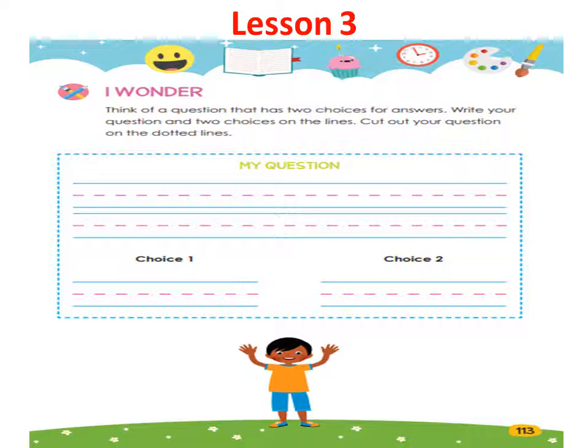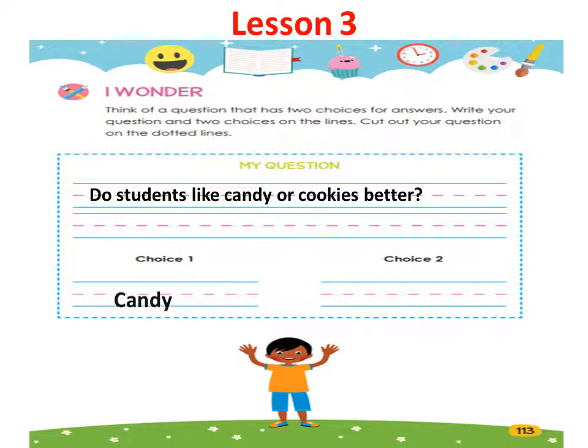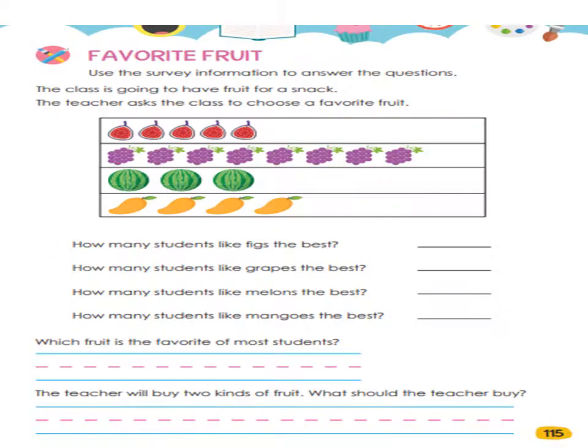I ask and then I see how many choose choice number 1 and how many choose choice number 2. For example, I will ask, do students like candy or cookies better? So the first choice they can choose is candy and the second choice is cookies. And here we can count and see how many like candy and how many like cookies. Can I do this survey in another way? Yes, let's try another way to find information.